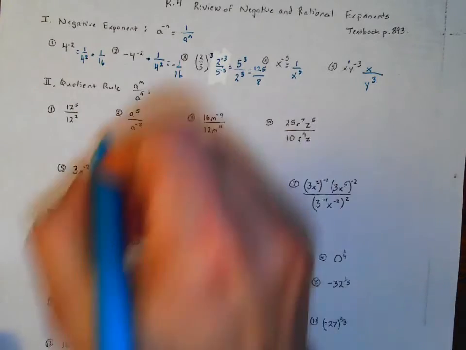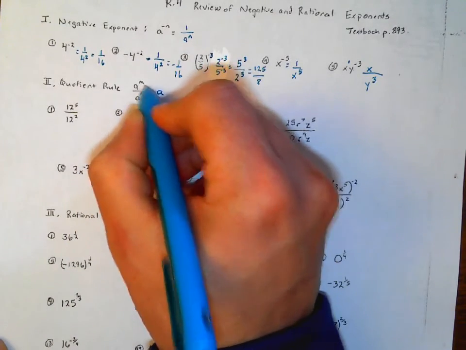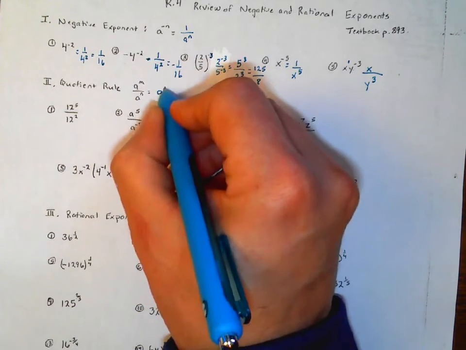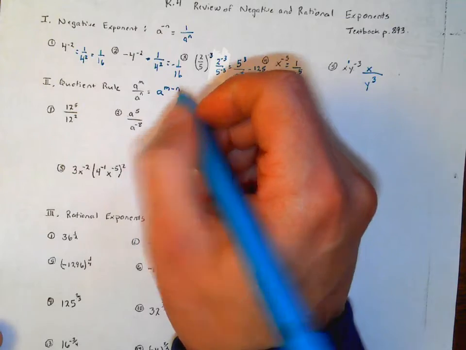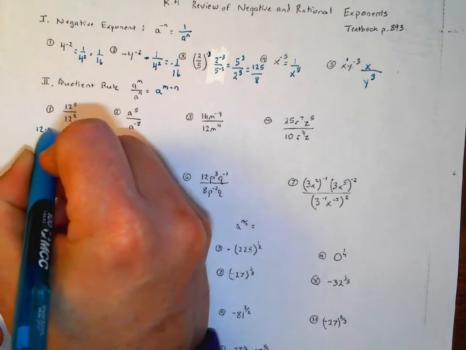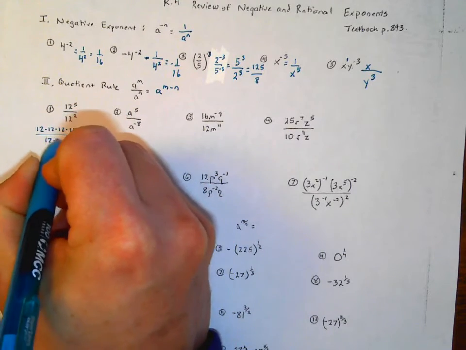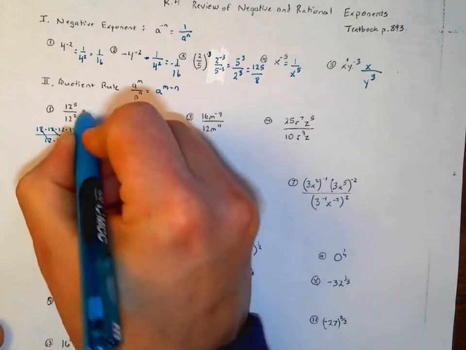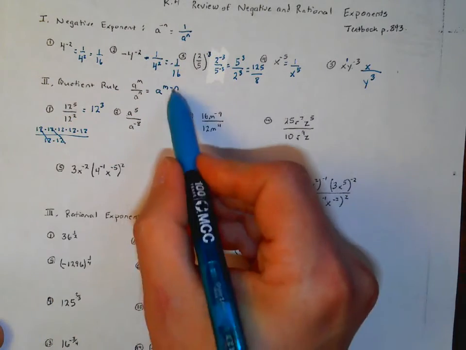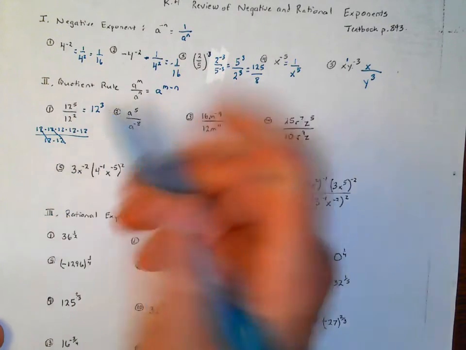Okay, the quotient rule. Basically, when you divide these, think back in algebra 1, you probably remember, we kind of see what cancels out, but it's also the idea of m minus n when you divide. Okay, so you could think of it two different ways. This would be 12 times 12 times 12 times 12 times 12 divided by 12 times 12, right? So those cancel out, so you're left with 12 to the 3rd power. Okay, that's one way to think about it. The other way is to use this rule, and if it has the same base, 5 minus 2 is 3, so you'd have 12 to the 3rd.